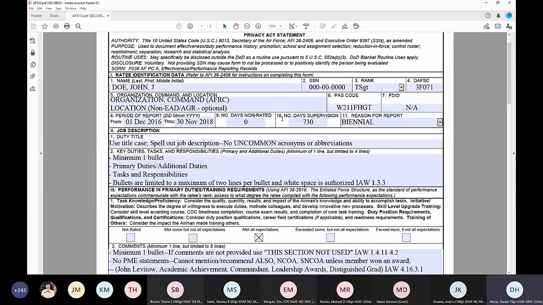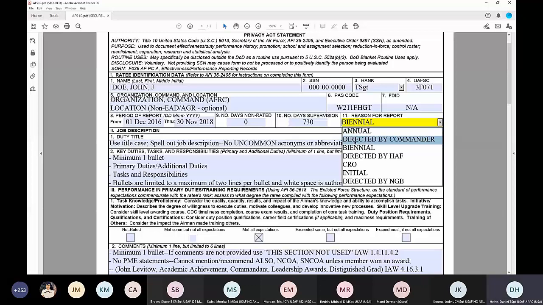Number of days supervision should be the number of days that the rater who's signing the report supervised the member. And then reason for report. We have a few different reasons for report. Annual will be used on an AGR member ending on a SCOD. If the member becomes an AGR during the report period and they end on their next AGR SCOD, the report might be longer than 1 year, but the reason for report will still be annual. We have to keep the reason for report and the actual period of report separate from each other. So an annual will always be used if it's an AGR member ending on a SCOD.